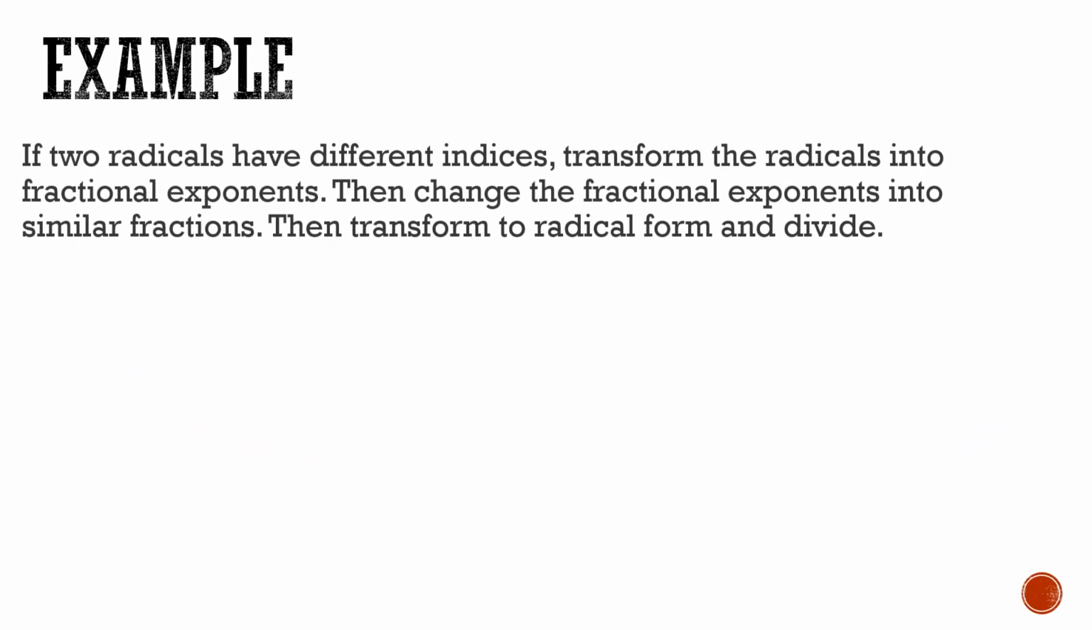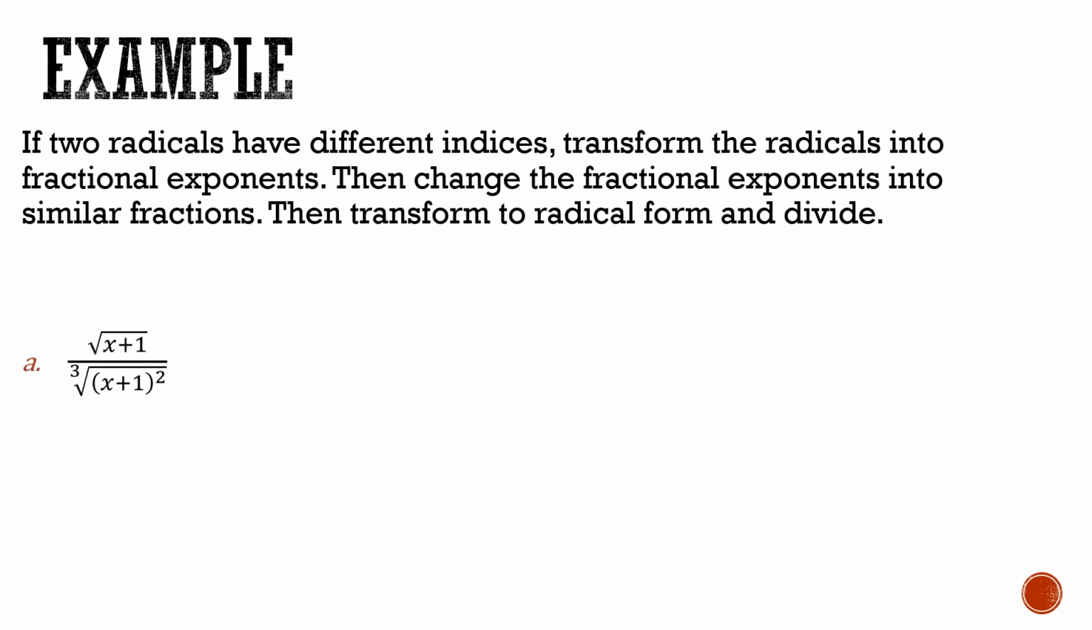Second example. Square root of x plus 1 over cube root of the quantity x plus 1 squared. So same procedure, we will be rewriting this in fractional form. So this will become x plus 1 raised to 1/2 over x plus 1 raised to 2 over 3. And then get the LCD of 3 and 2. So we got 6. Then we will be dividing it to the denominator and multiplying it to the numerator of the original exponents.